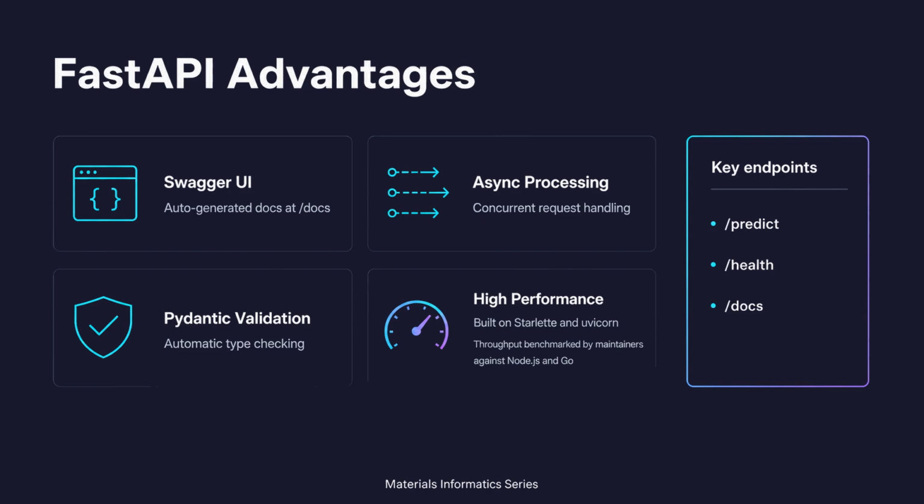FastAPI offers several advantages for model deployment. It automatically generates interactive Swagger UI documentation at the docs endpoint. Async processing enables handling multiple concurrent requests efficiently. Pydantic provides automatic type checking and validation of inputs. Performance is excellent, comparable to Node.js and Go. Key endpoints include predict for inference, health for status checks, and docs for interactive documentation.